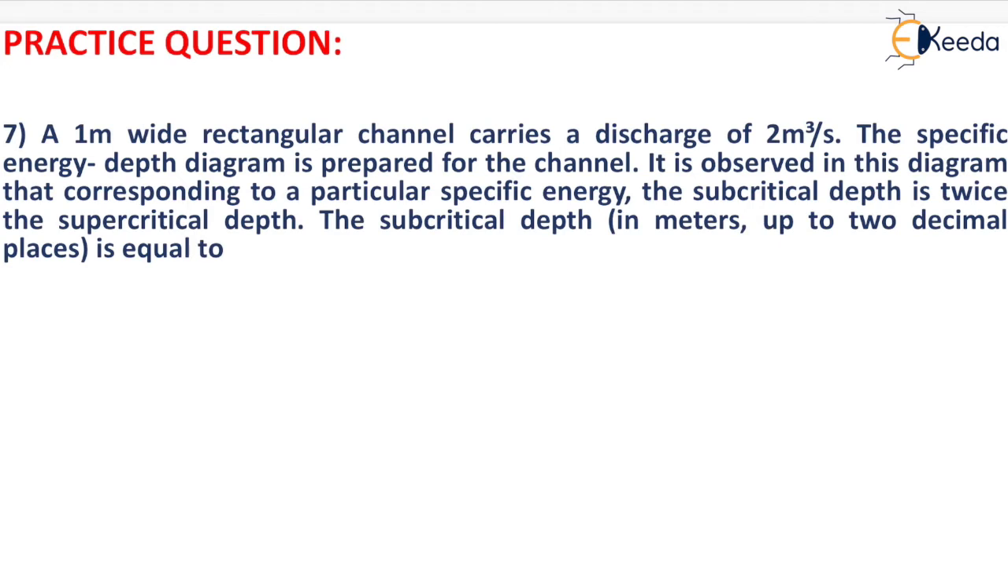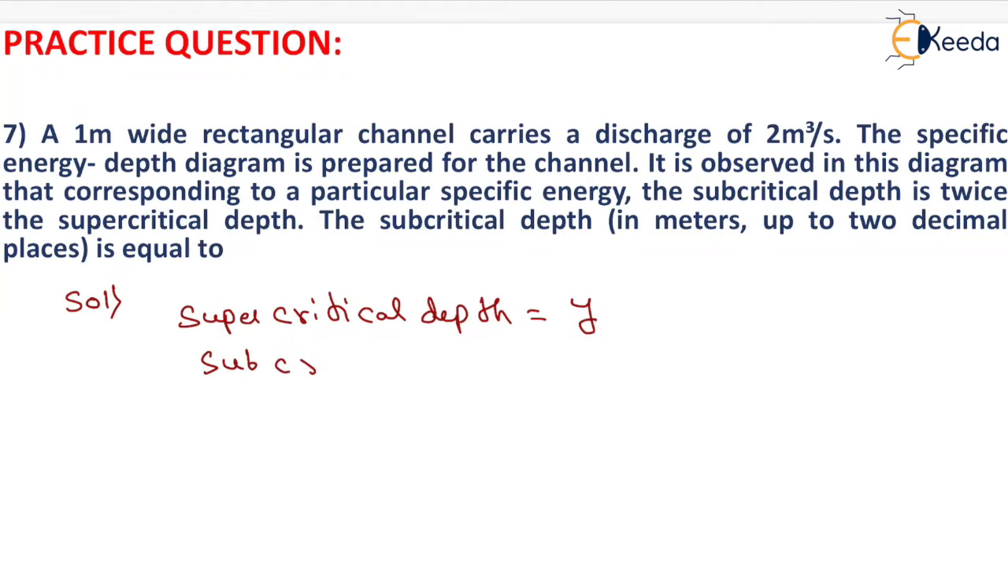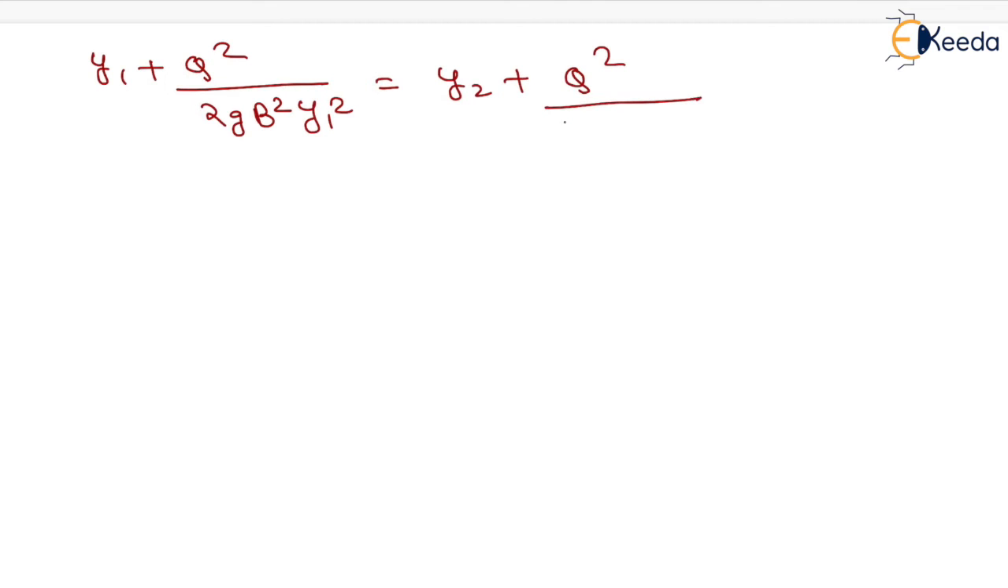Now we have to solve this question. Let the supercritical depth be equal to y and the subcritical depth be equal to 2y. As the specific energy remains constant for alternate depths, E1 will be equal to E2. So y1 plus q square upon 2g b square y1 square will be equal to y2 plus q square upon 2g b square y2 square.